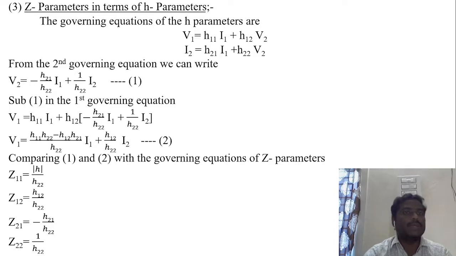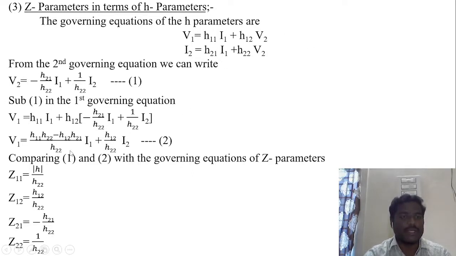Now, how are the Z parameters related with the H parameters? We know the governing equations of the H parameters: V1 is equal to H11 into I1 plus H12 into V2, and I2 is equal to H21 into I1 plus H22 into V2. From the second governing equation we can write V2 is equal to minus H21 by H22 into I1 plus 1 by H22 into I2. That is equation number 1. Substitute equation number 1 in the first governing equation.